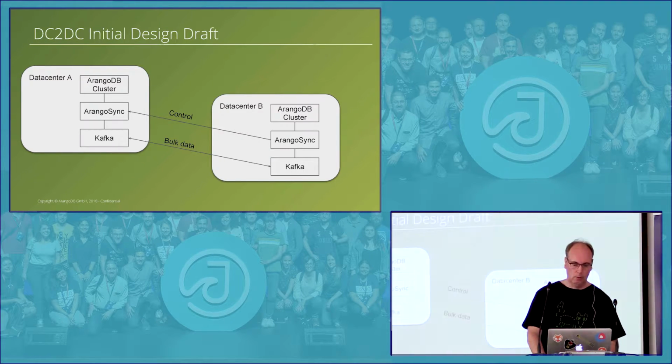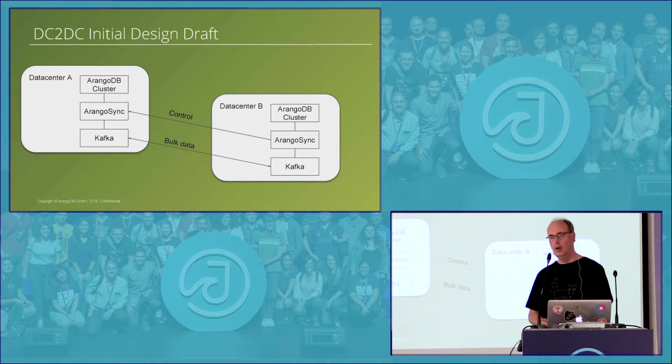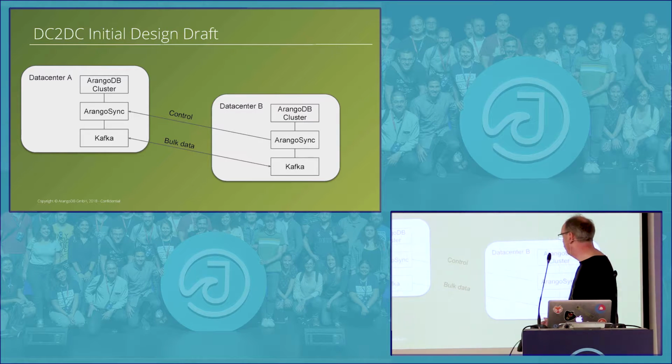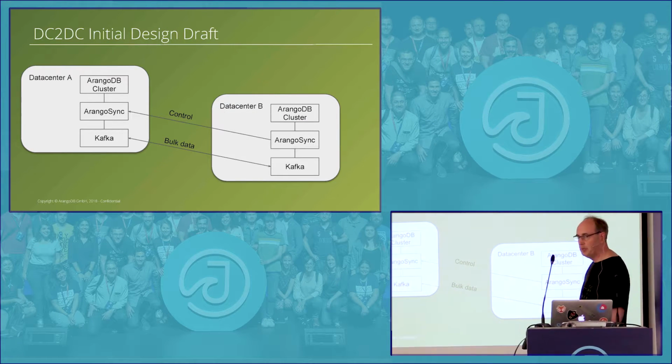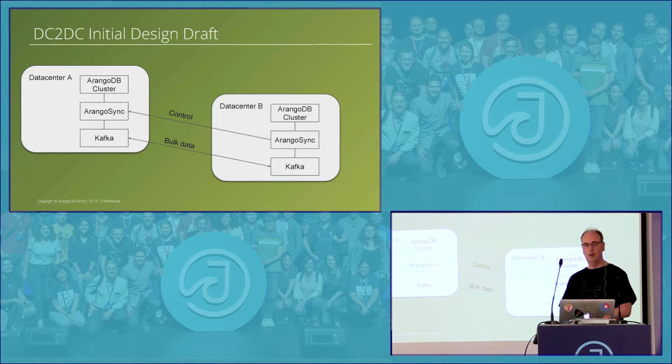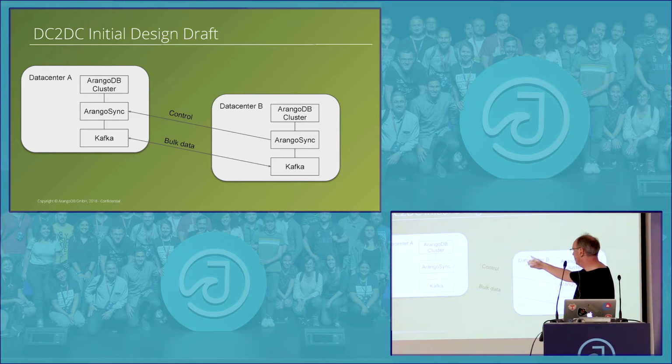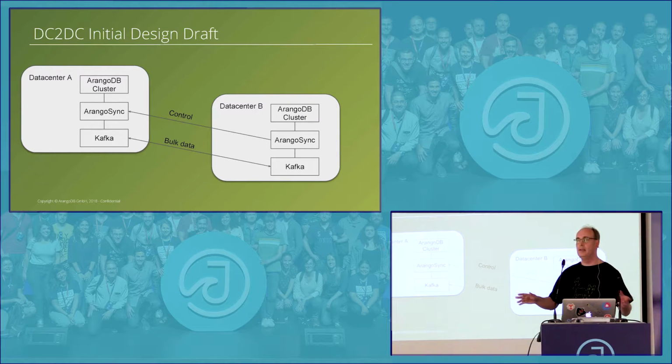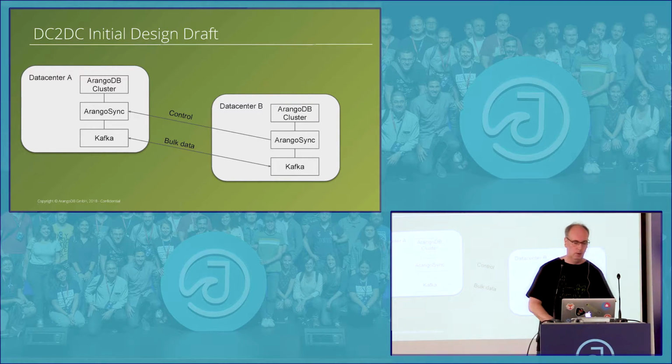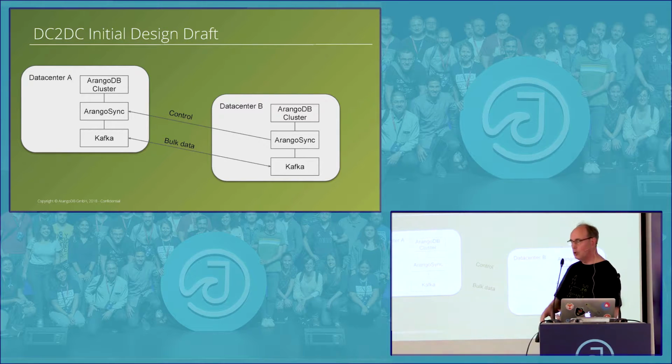So we decided to go for a binary that we write in Go, and the initial design was literally on a piece of paper that looked something like this. We said, okay, we have a data center on the left, we have a data center on the right, both have an ArangoDB cluster. We're not going to change anything to that cluster, we hoped. And then we are going to have Arango Sync, and Arango Sync is this new binary that we were building.